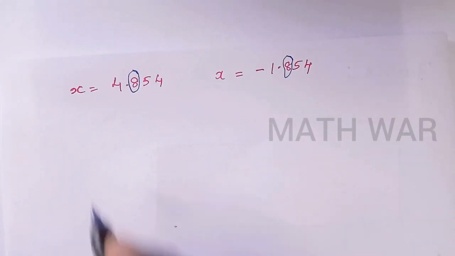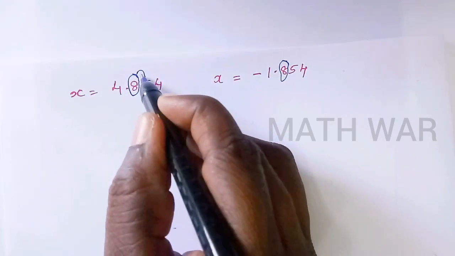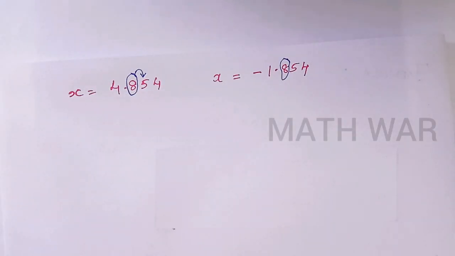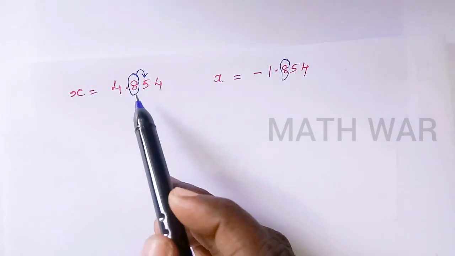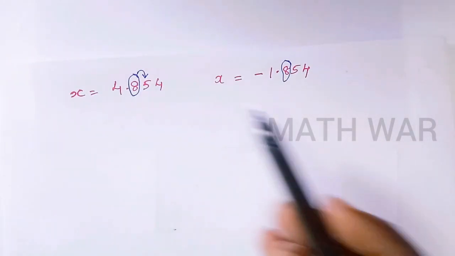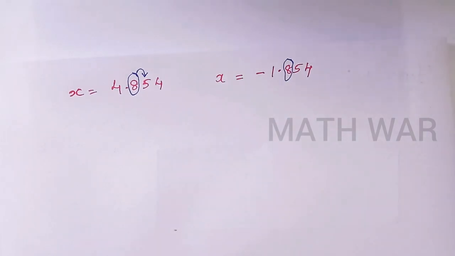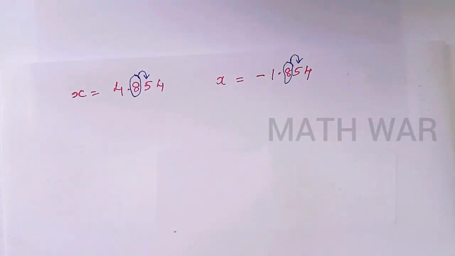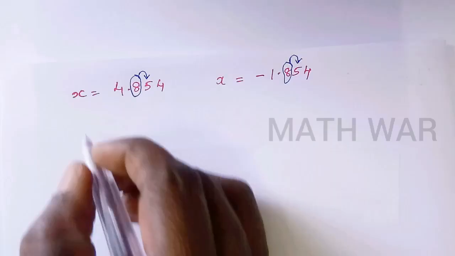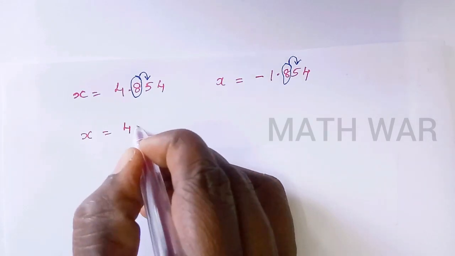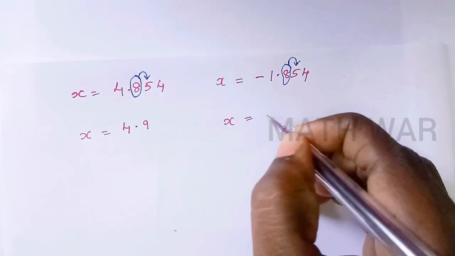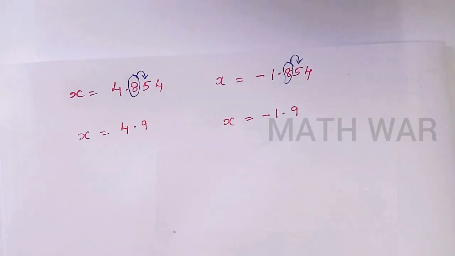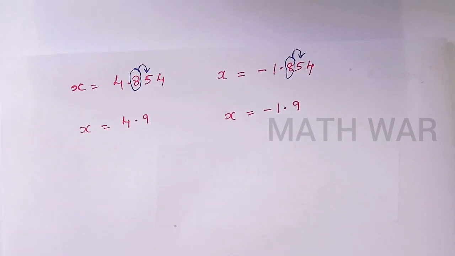Now we are going to correct the second significant figure. The next digit is 5. If it is 5 or more than 5, we add 1 to this digit. If it is 0, 1, 2, 3, 4, we won't add 1 to this digit. I think you all know about this. Here after 8, the next digit is 5, so we should add 1 to this digit. That is x is equal to 4.9 and another solution x is equal to minus 1.9. So this is the corrected value of x.